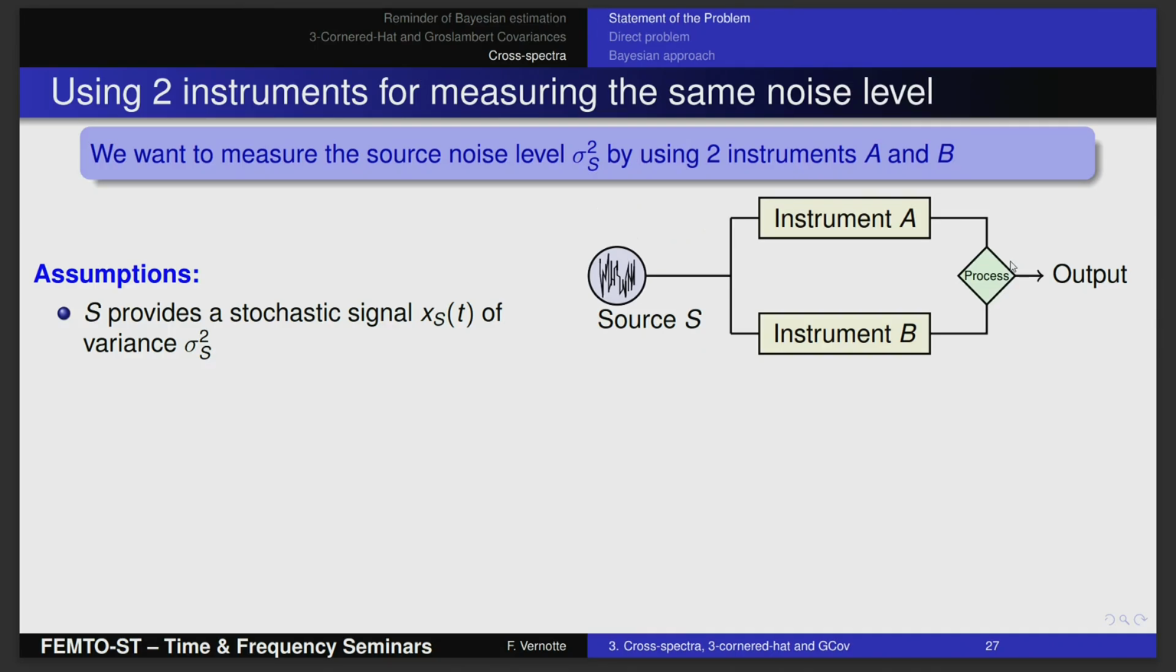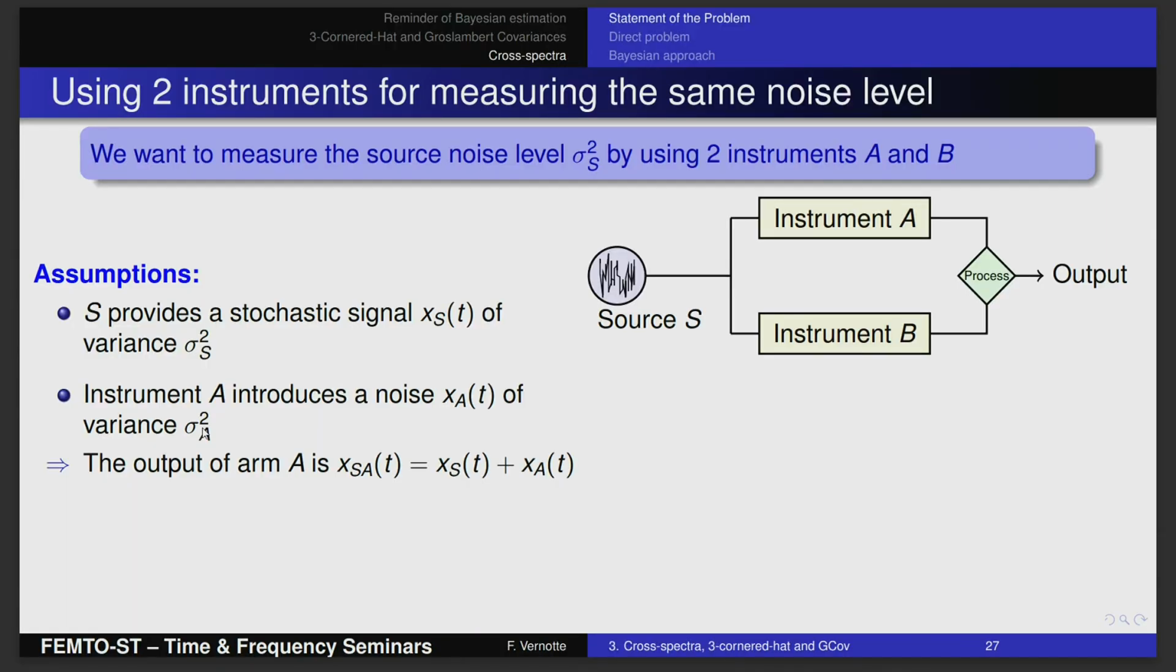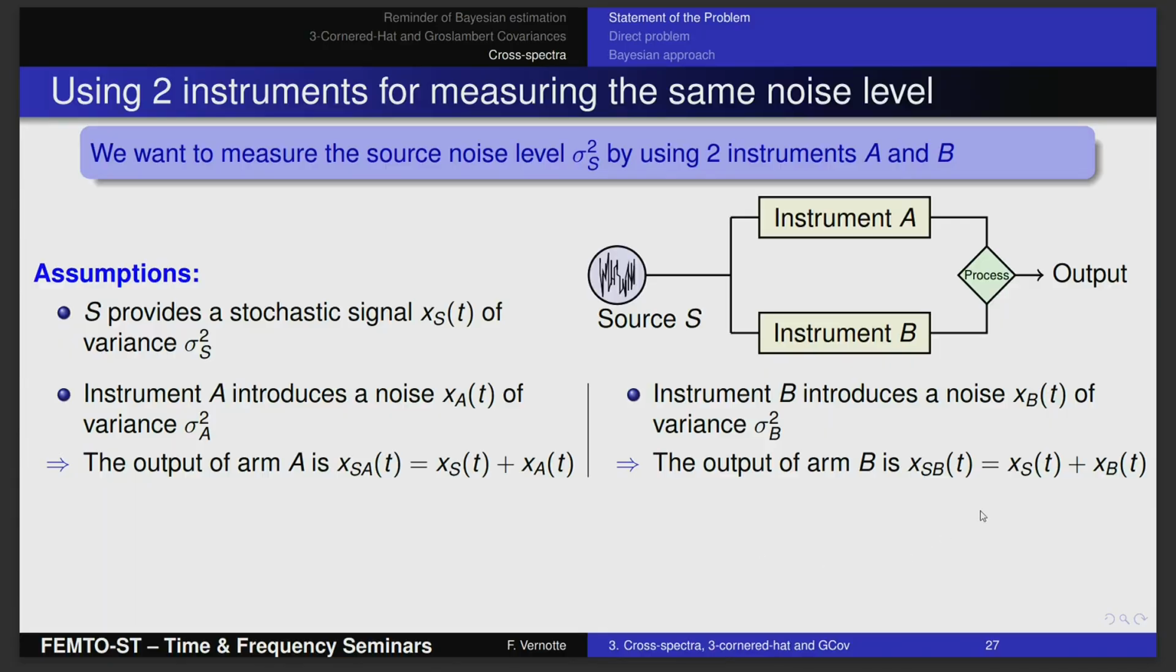So assumption, as usual, you consider that S provides a stochastic signal XS, and its variance is sigma square S. So it's the variance of the signal, sigma square S. And the instrument A introduces a noise, which is XA of t, and its variance is sigma square A, the noise variance. And you have the same for the output arm. The output of arm A is this one, XSA equal XS plus XA, and of course, it's the same for the arm B, and the output of arm B is XS plus XB.